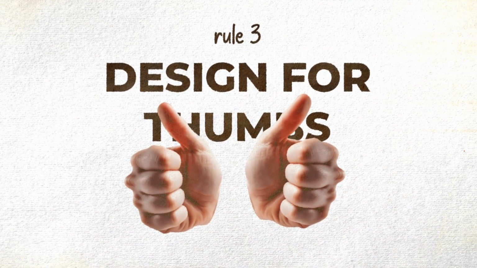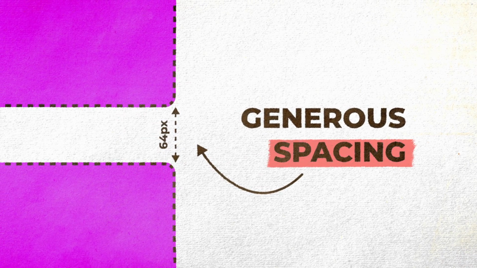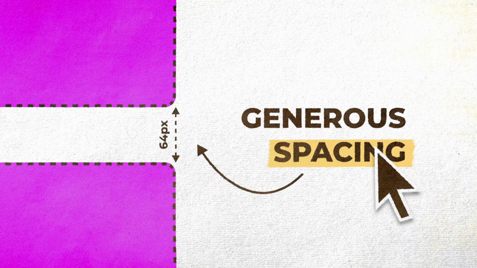Rule number 3, design for thumbs, these little buddies. People are scrolling on their phone. Your emails now, more than ever, need to be designed for mobile and the mobile experience. Now, here are some things that can help you with mobile design. You want generous spacing so that sections don't blur together and so that buttons are easy to tap. If someone has to pinch and zoom in, you've lost them.